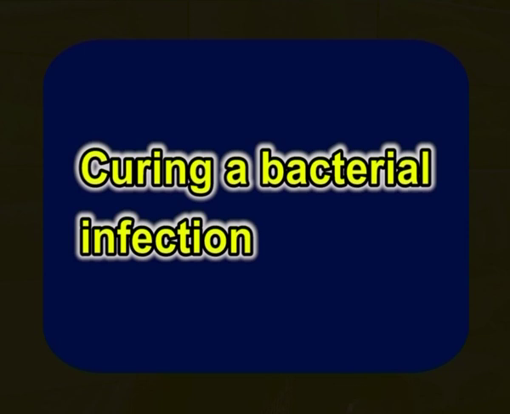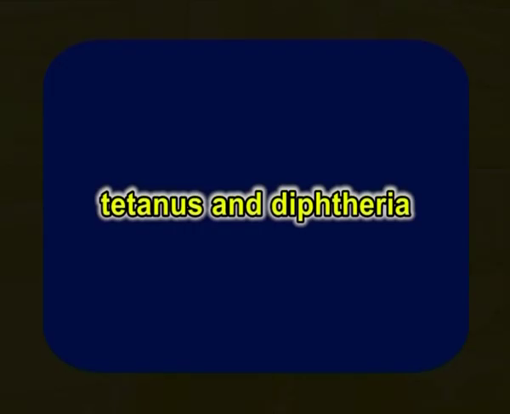Curing a bacterial infection. The body reacts to disease-causing bacteria by increasing local blood flow, the inflammation, and sending in cells from the immune system to attack and destroy the bacteria. Antibodies produced by the immune system attach to the bacteria and help in their destruction. They may also inactivate toxins produced by the particular pathogen, for example, tetanus and diphtheria.